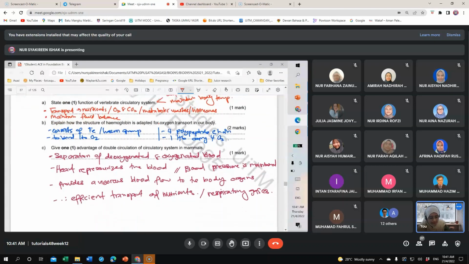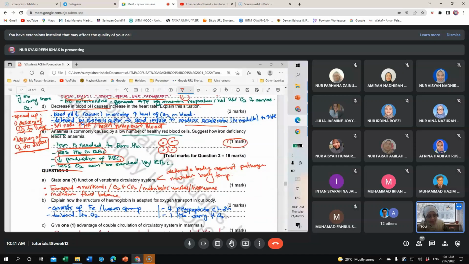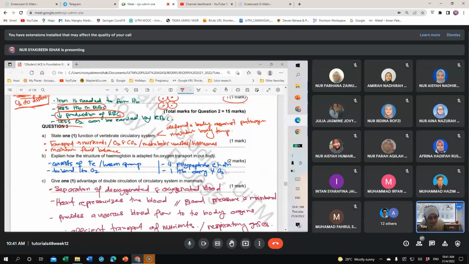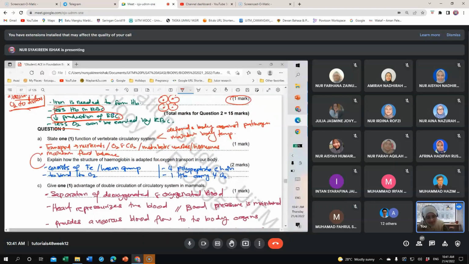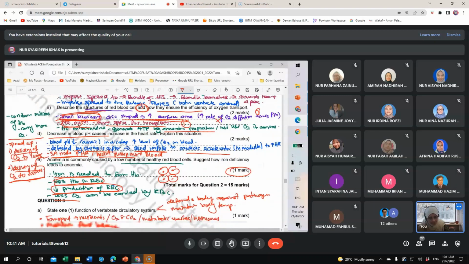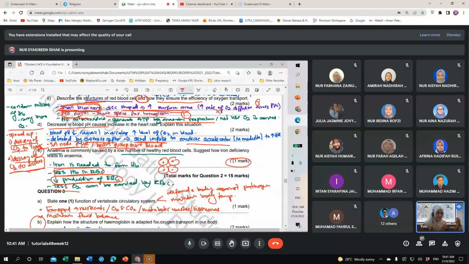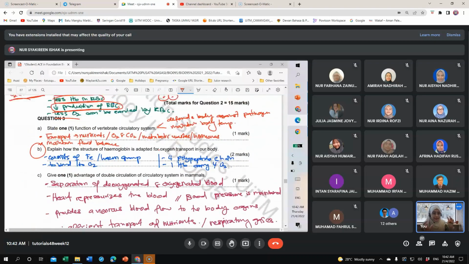Alright, so next, question B. Explain how the structure of hemoglobin is adapted for oxygen transport in our body. Soalan B ni adalah pemahaman. Hafal, boleh terus letak pada jawapan. Soalan yang E ni adalah soalan applied. Daripada kefahaman awak pasal hemoglobin, ada heparum semua, dia bagi satu problem. Ini soalan applied. Yang soalan E ni, soalan applied kepada kefahaman tentang hemoglobin.